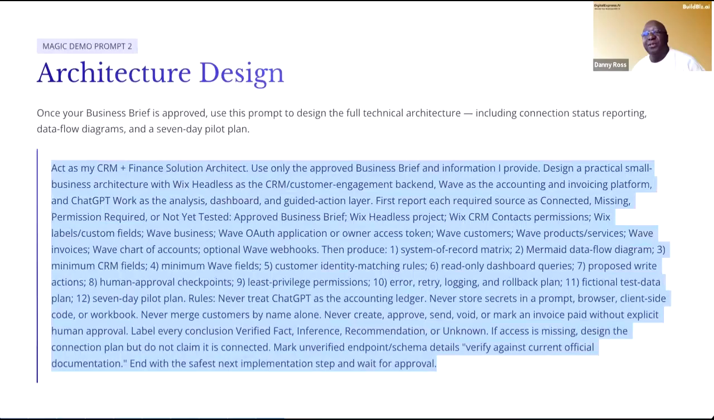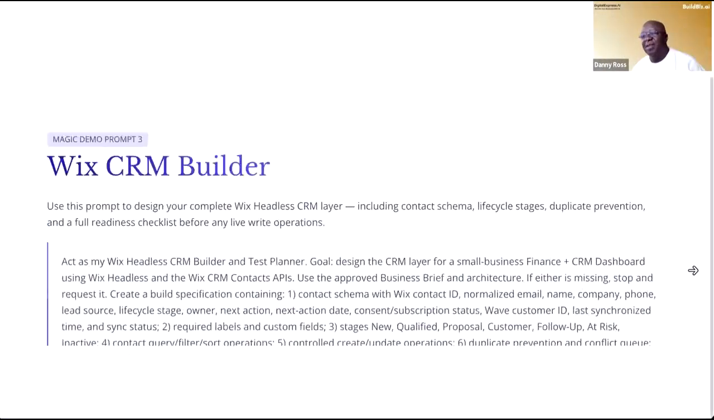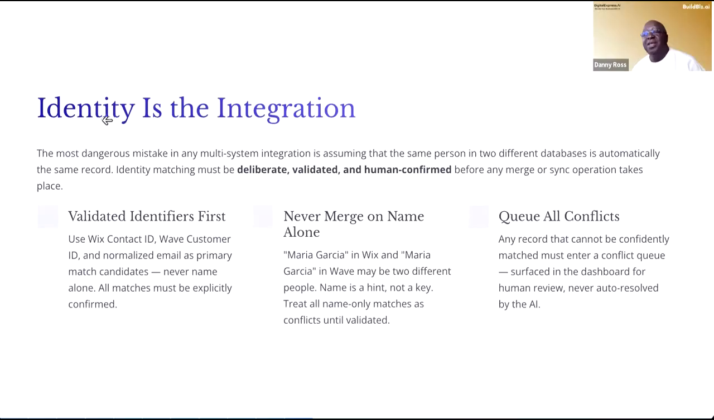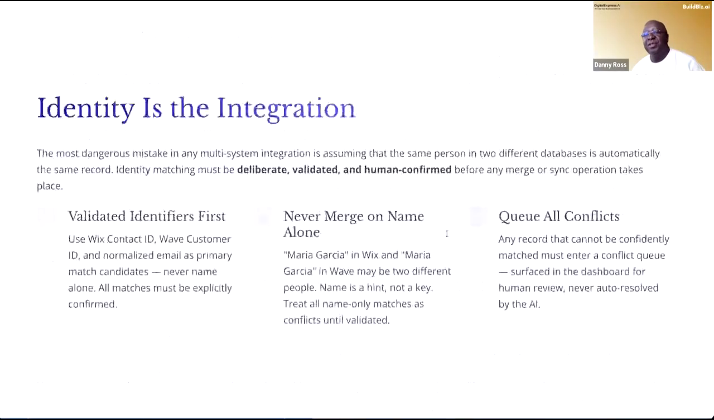And so let's go back here. And so let's keep going. I do like that. So identity is the integration, validate all of the identifiers, or how we're going to merge all of the contact information, and then how we're going to deal with all of the conflicts. From there, we have this next prompt, which is here.